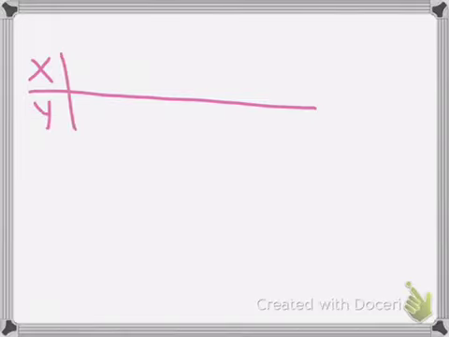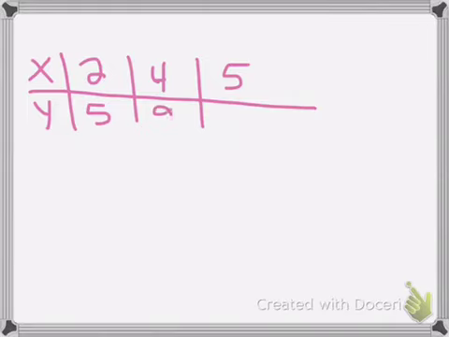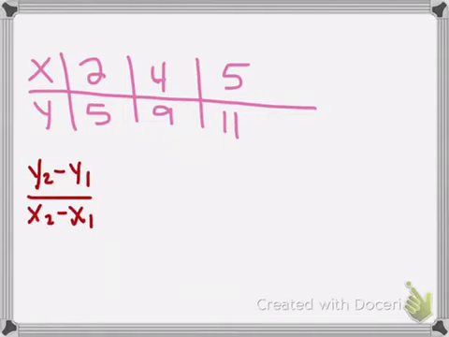Last one is a table. Let's say I had these values right here: x values 2, 4, 5, and y values 5, 9, 11. First I need to find the slope. What's my formula for slope? It's on the board, so look on the board. It's y2 minus y1 over x2 minus x1.